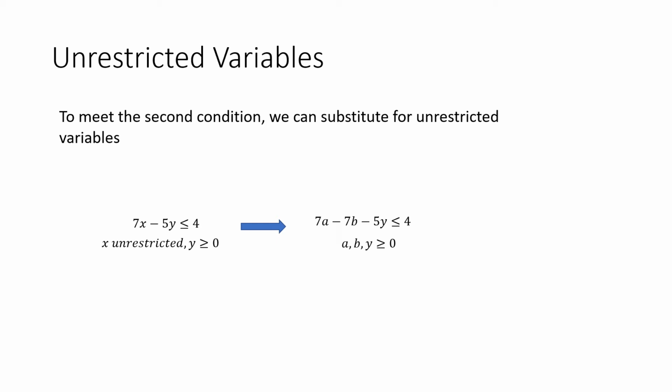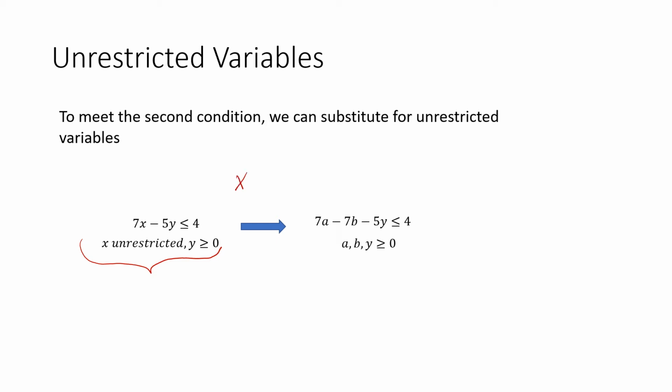We also have to deal sometimes with unrestricted variables. The second condition for our simplex method says that all variables have to be non-negative. Sometimes we get an unrestricted variable, something that could be positive or negative. So in that case, what do we do? Well, here's an example. We have an equation where x is unrestricted, but y is non-negative. So for x, what we do is we change x.